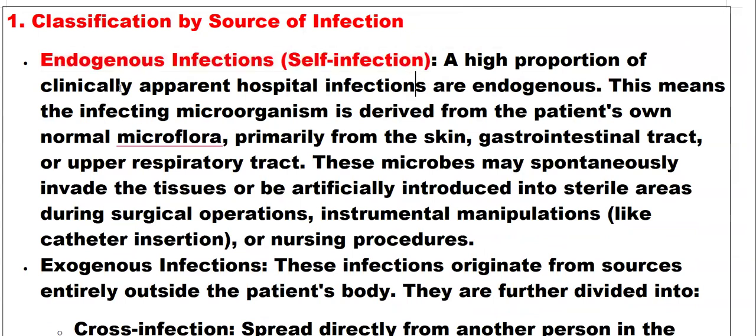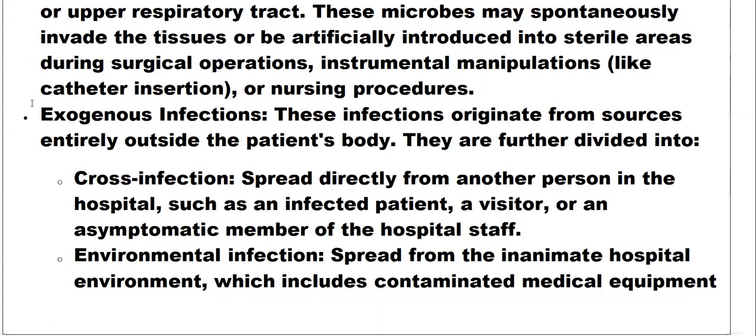A high proportion of clinically apparent hospital infections are endogenous. This means the infecting microorganism is derived from the patient's own normal microflora, primarily from the skin, gastrointestinal tract, or upper respiratory tract. These microbes may spontaneously invade the tissues or be artificially introduced into sterile areas during surgical operations, instrumental manipulations like catheter insertion, or nursing procedures.